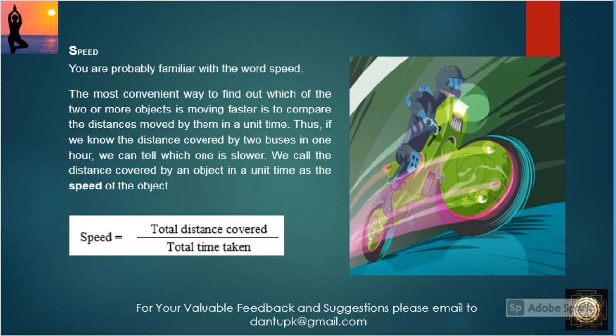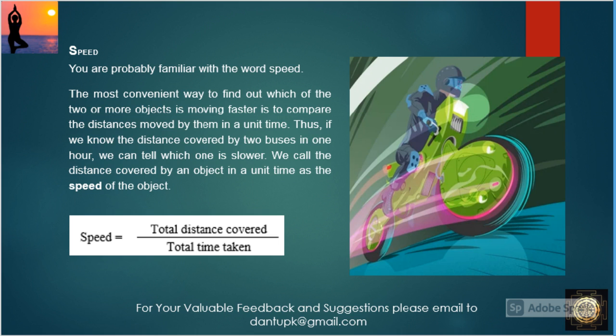You are probably familiar with the word speed. The most convenient way to find out which of the two or more objects is moving faster is to compare the distances moved by them in a unit time. Thus, if we know the distance covered by two buses in 1 hour, we can tell which one is slower. We call the distance covered by an object in a unit time as the speed of the object. When we say that a car is moving with a speed of 50 kilometers per hour, it implies that it will cover a distance of 50 kilometers in 1 hour.